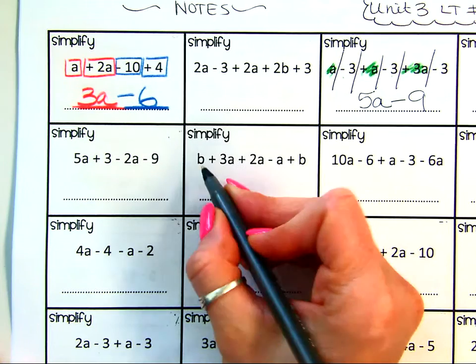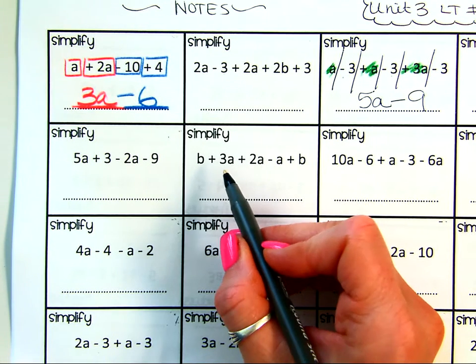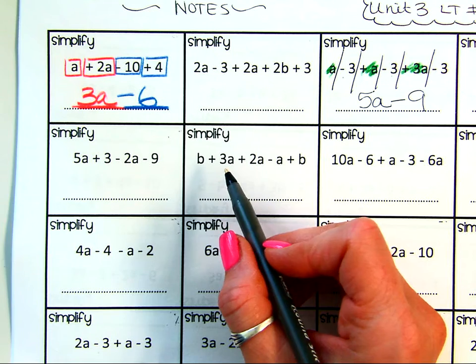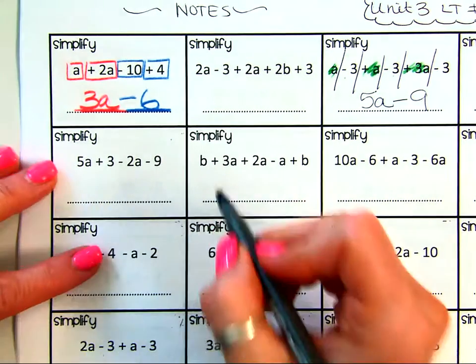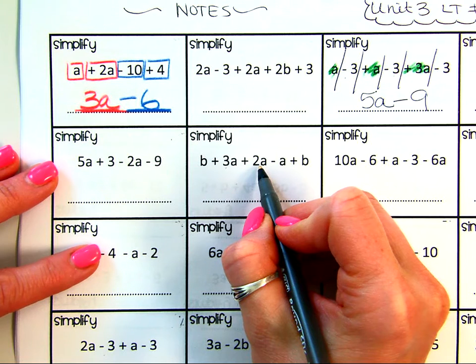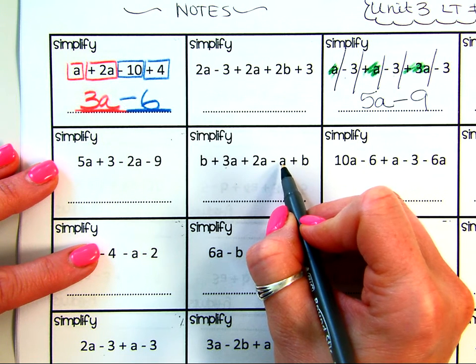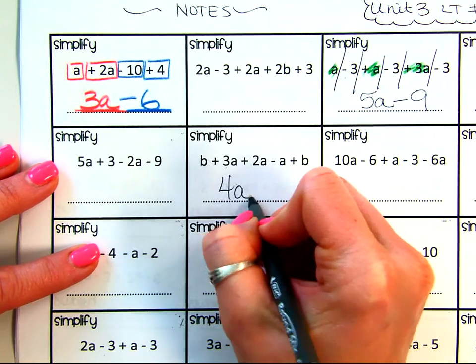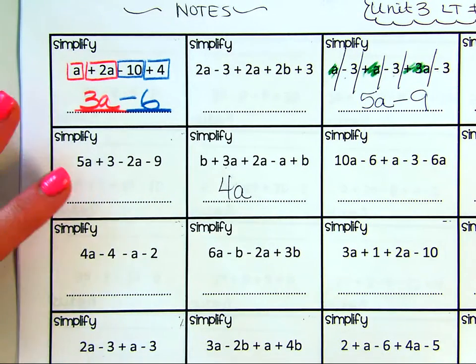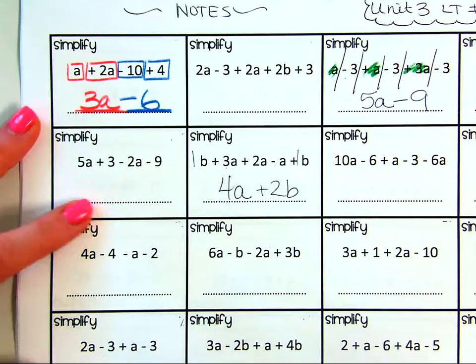So even though B is first, because I want my answer in alphabetical order, I'm going to kind of ignore the B. My eye should instantly go to the A. I have 3 A's, 2 more A's, which is 5, but then I take one away or add in a negative. So I only have 4 A's. And then how many B's, Brian? 2, because 1 plus 1. Got it?